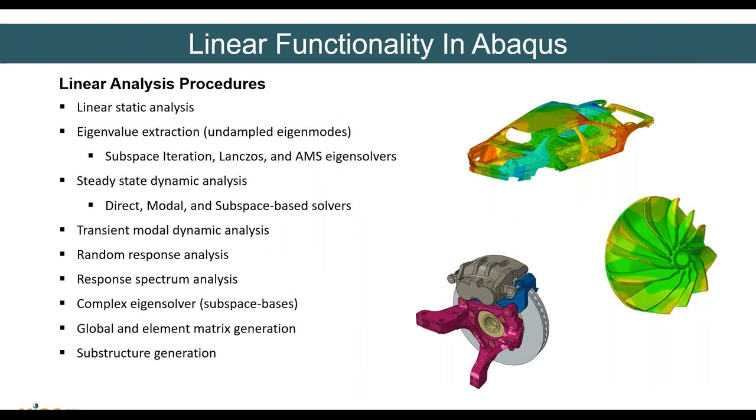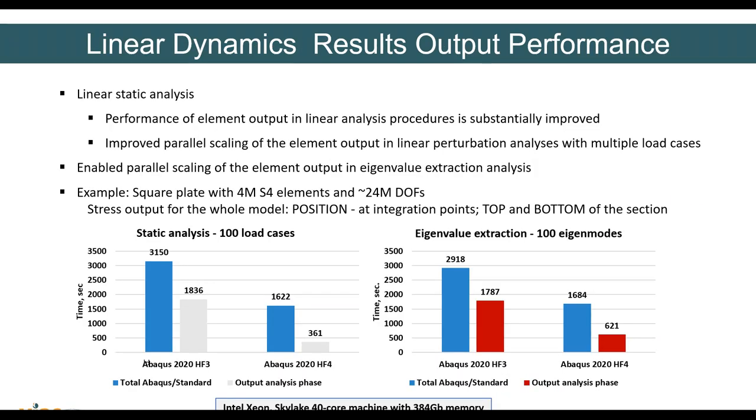As you may be aware, Abaqus Standard has a linear analysis capability. We have various procedures already available, like linear static analysis, eigenvalue extraction, steady state dynamic analysis, and transient modal analysis. So the various linear dynamic analysis procedures are already there, but what we have done in this particular release is result output performance enhancement in the 2021 version of Abaqus. So the performance of element output in linear analysis procedures is substantially improved.